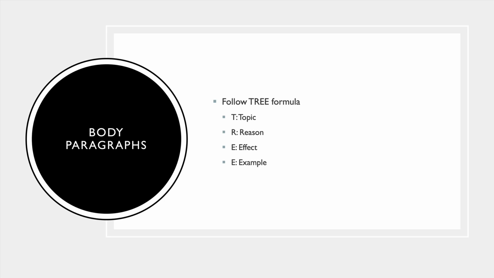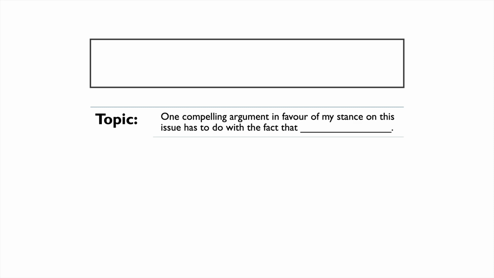Now, how do we write the topic? How do we write reason? How do we write effect? And how do we write example? We use template to do this. The topic is written by using this sentence: one compelling argument in favor of my stance on this issue has to do with the fact that, and then you give your opinion. That means if you think experiential learning is better, you just write what is one advantage of experiential learning. If you think traditional learning methods are better, you write one advantage of traditional methods of learning. So that is your topic.